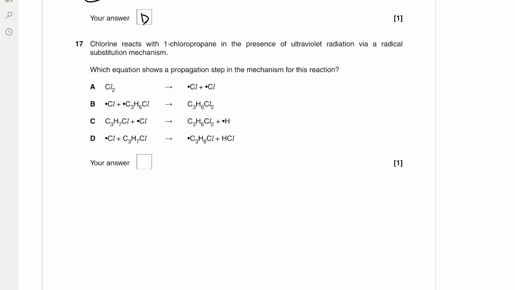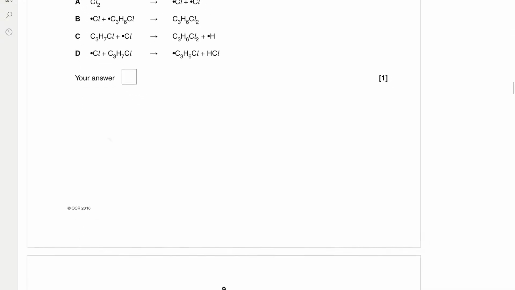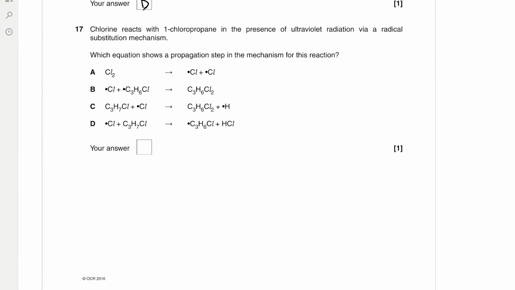So propagation is when we usually have 2 propagation reactions, and a radical reacts with a compound forming a radical and a non-radical compound. So straight away, A is initiation because we have this chlorine molecule, this diatomic molecule, forming 2 radicals. So in propagation, we only form 1 radical, so it can't be that.